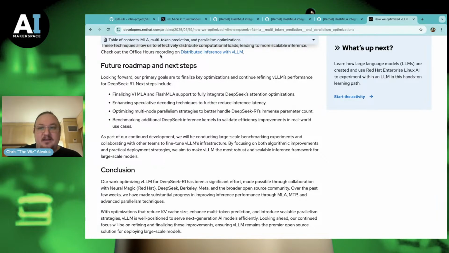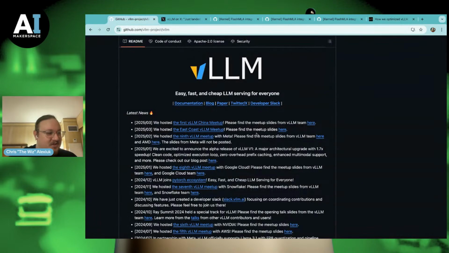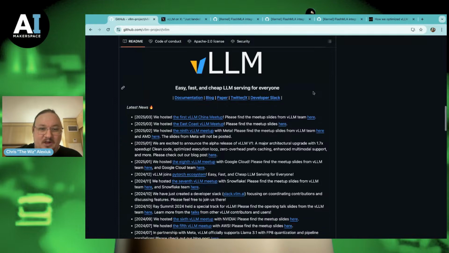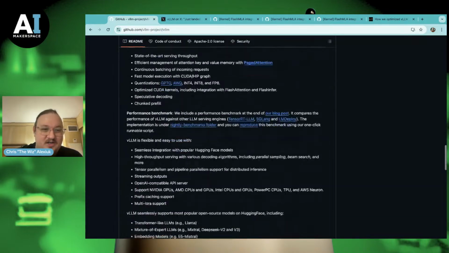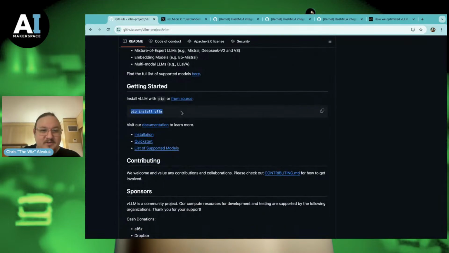But the idea is this is all just something you get when you follow the install instructions for vLLM, right? So when you do this part, or when you run it through Docker, you get these incredible optimizations thanks to the hard work of these teams.